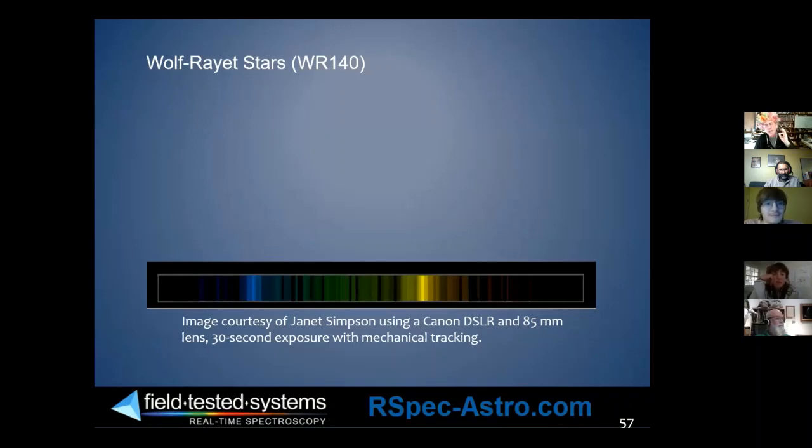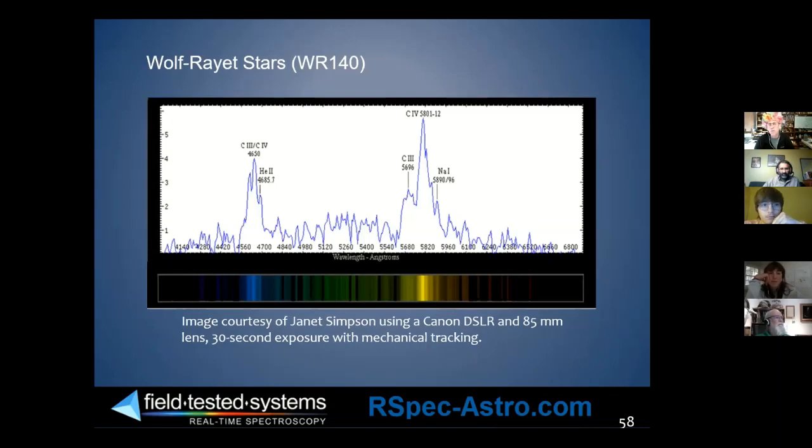So Janet Simpson out of the UK sent me this spectrum of a Wolf-Rayet star some years ago. And this was done with just a DSLR and some mechanical tracking. When we throw that spectrum into the software, we see some very strong peaks. And again, you can see they're labeled here. These are carbon. We've got some helium emission lines, these bright lines down here.